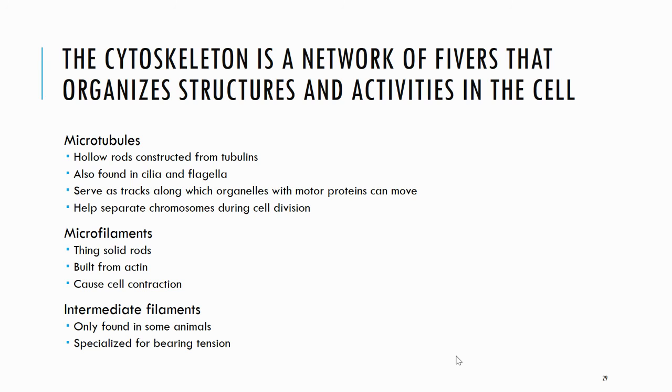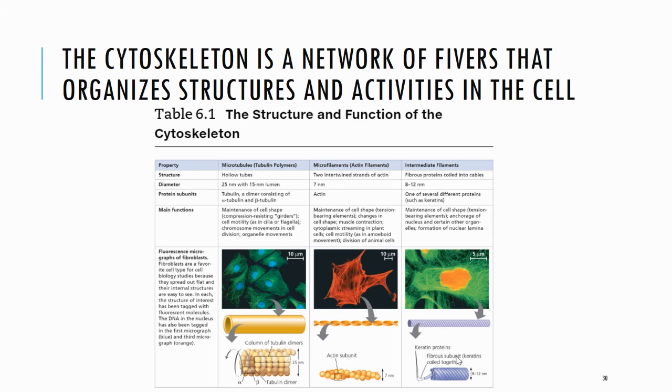Microfilaments are thin solid rods built from actin, and they can cause cell contractions. Intermediate filaments are only found in some animal cells, and they are specialized for bearing tension. So you can see some examples and more information about the cytoskeleton filaments here. And that is it.